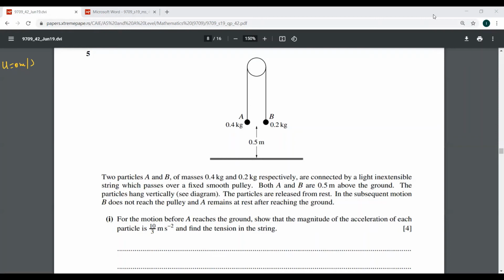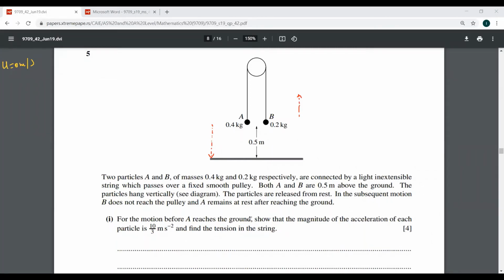It says, in the subsequent motion, B does not reach the pulley and A remains at rest after reaching the ground, okay? So this A is going to go downward, and it reaches the ground and B does not reach the pulley, okay? So B would be going upward here, okay? So for the motion before A reaches the ground, like they are in motion, A hasn't reached the ground, show that the magnitude of the acceleration of each particle is this. Find the tension in the string.